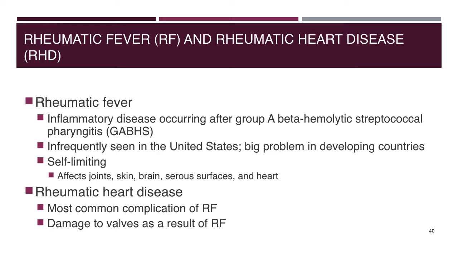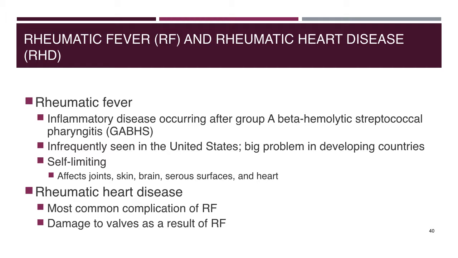Rheumatic fever and rheumatic heart disease. Rheumatic fever is an inflammatory disease that occurs after a group A beta hemolytic strep pharyngitis. So in other words, group A strep. And it's infrequently seen in the United States, but it is a big problem in developing countries.